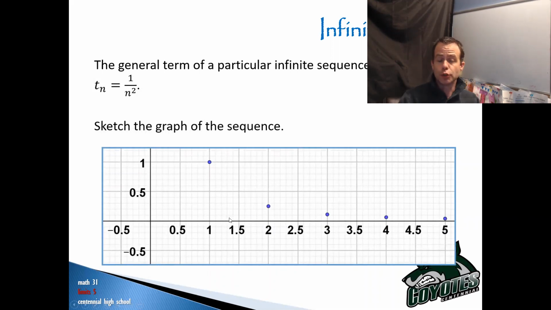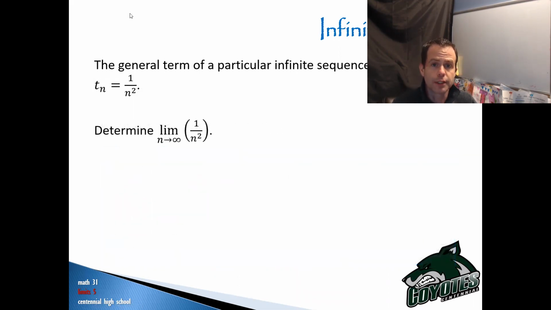Okay, but now we want to look at that from a calculus perspective and decide how I would algebraically determine that. So we want to determine the limit of 1 over n squared as n approaches infinity. Now remember, we're going to take the highest degree that we see on the denominator. So that is an n squared. I'm going to divide everything by n squared. 1 over n squared over n squared over n squared then. That essentially becomes 0 over 1.